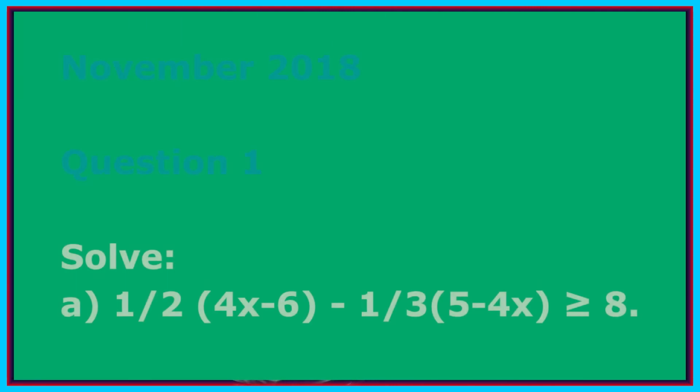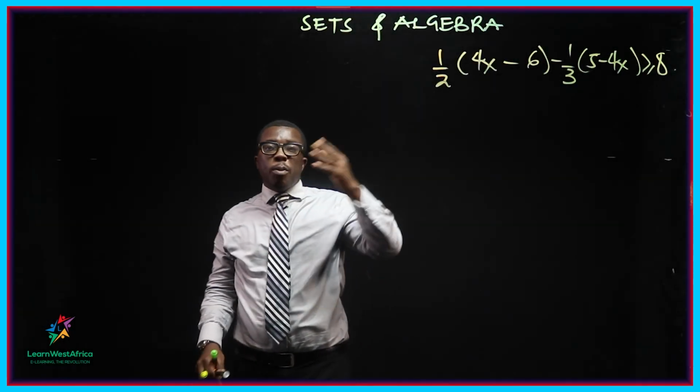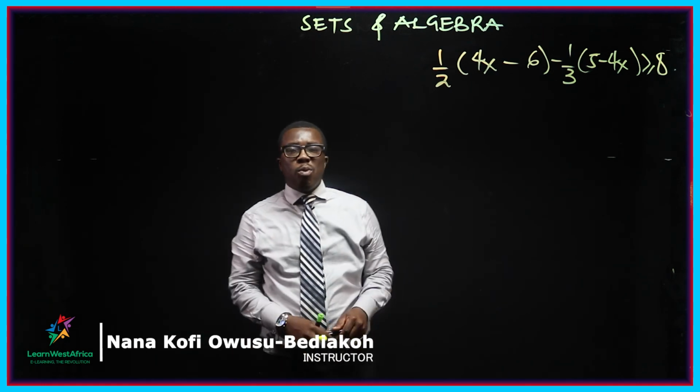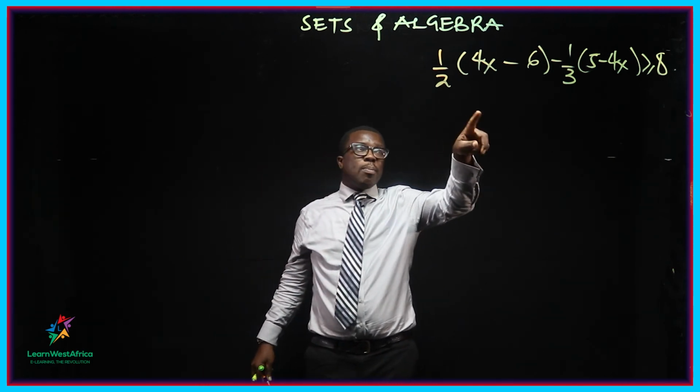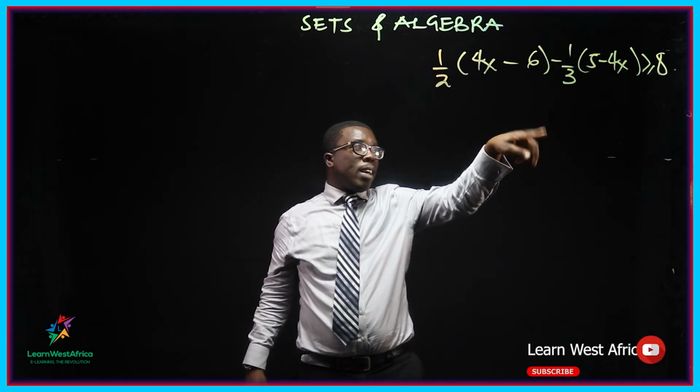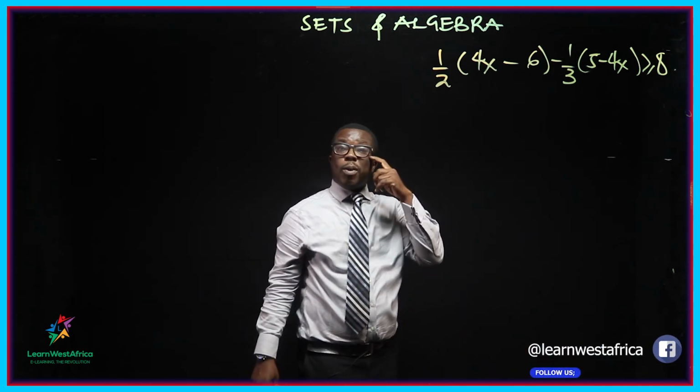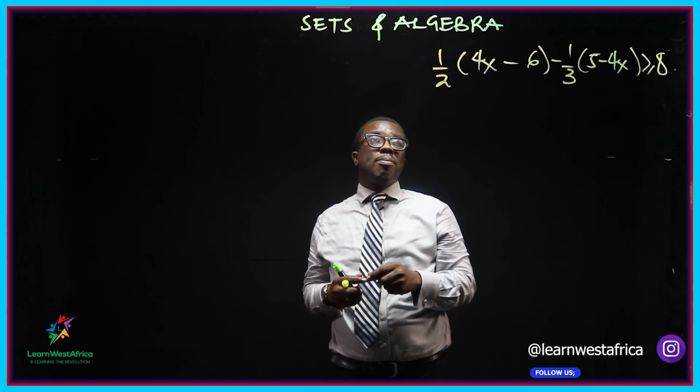Okay, now we see November 2018 question 1A. Solve half into brackets 4x minus 6 brackets close, minus 1/3 brackets 5 minus 4x, greater than or equal to 8. Okay, November 2018 question 1A, also another inequality: half of (4x minus 6) minus 1/3 of (5 minus 4x) greater than or equal to 8.